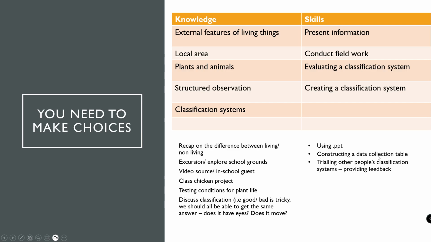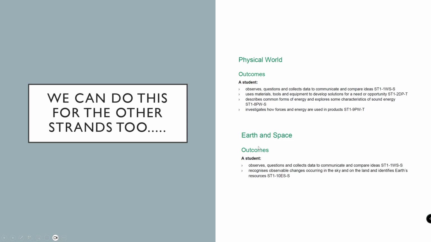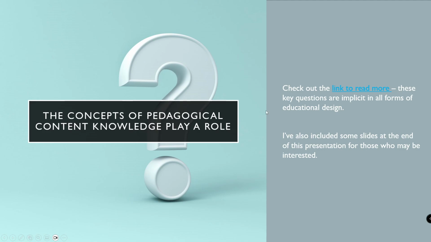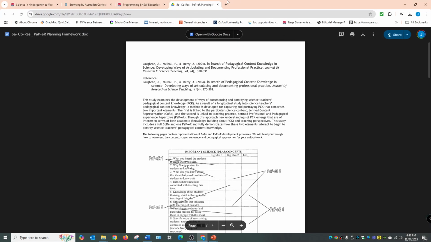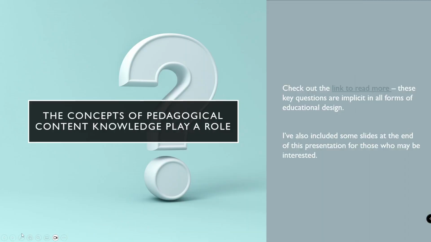Constructing a data collection table or a picto chart. Trialing other people's classification systems and giving feedback. That could be a way to evaluate classification systems and create them. And suddenly we start to see a unit take shape. But we can do this for other ones as well. I won't do them now, but that's just me taking you through the process. You can check out more about the PCK elements that play a role in all of this. We've been through them in tutorials, so I won't go through them all right now. And I can sense this is already going to run a little bit long, this particular lecture, so bear with me.